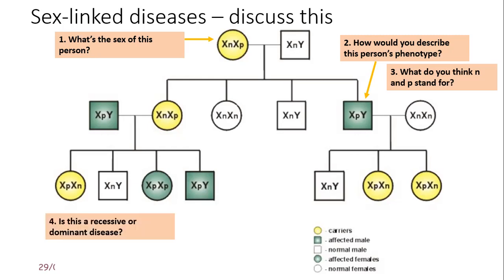Is this recessive or dominant disease? Okay, so this is an interesting one to look at, but clearly it is a recessive disease, because if we look here, the females only have a disease when they carry both P's. If they carry P and N, then they are just a carrier. They're heterozygous there, so only homozygous recessive females have the disease.